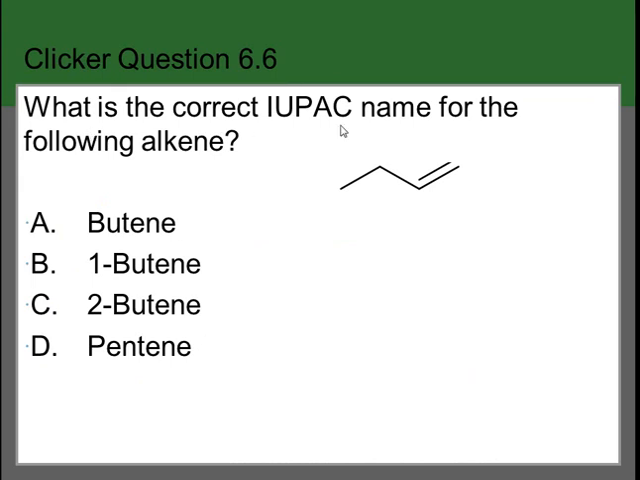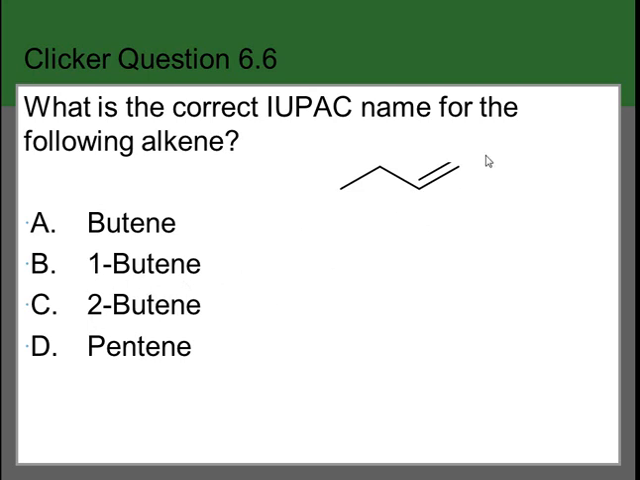What is the correct IUPAC name for the following alkene? First thing to do is count carbons. 1, 2, 3, 4. So it would be butane. We change it to butene because there's a double bond present. And we number the carbons starting with the end nearest the alkene. 1, 2, 3, 4. So 1 is attached to the alkene, so this would be 1-butene.